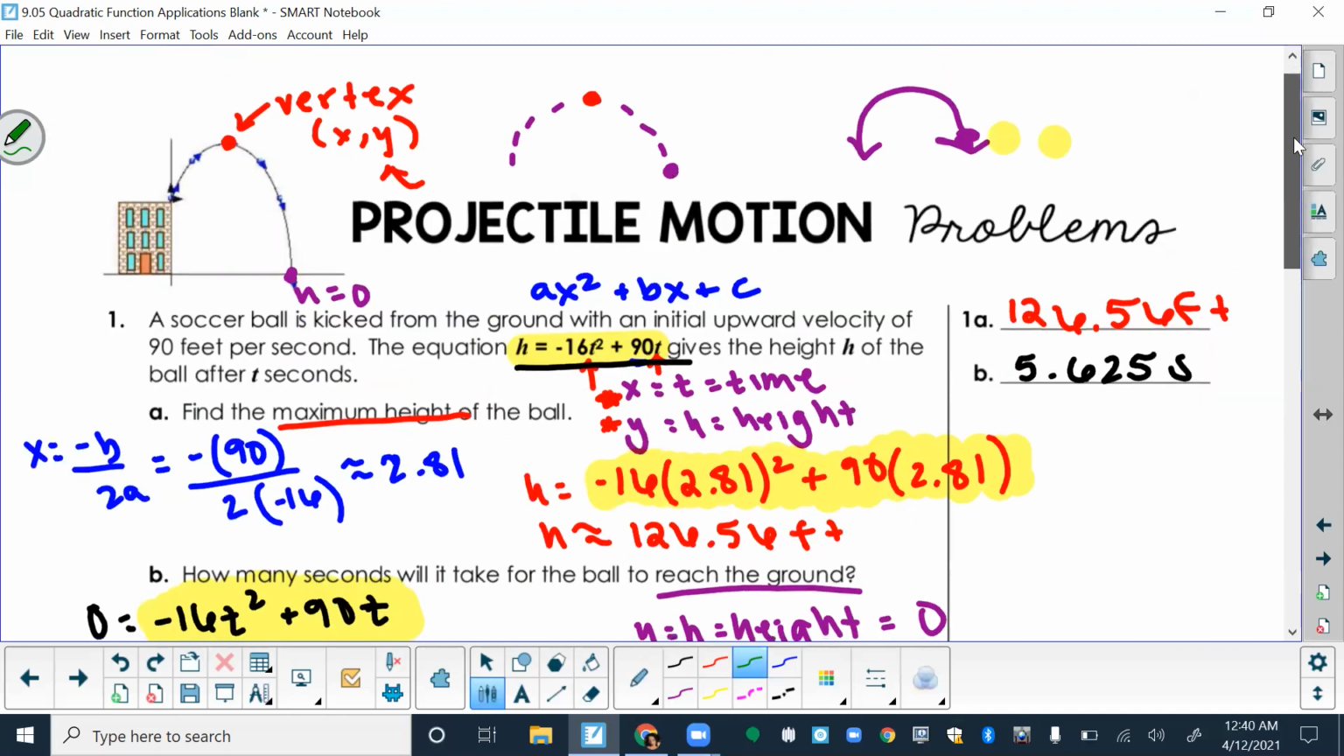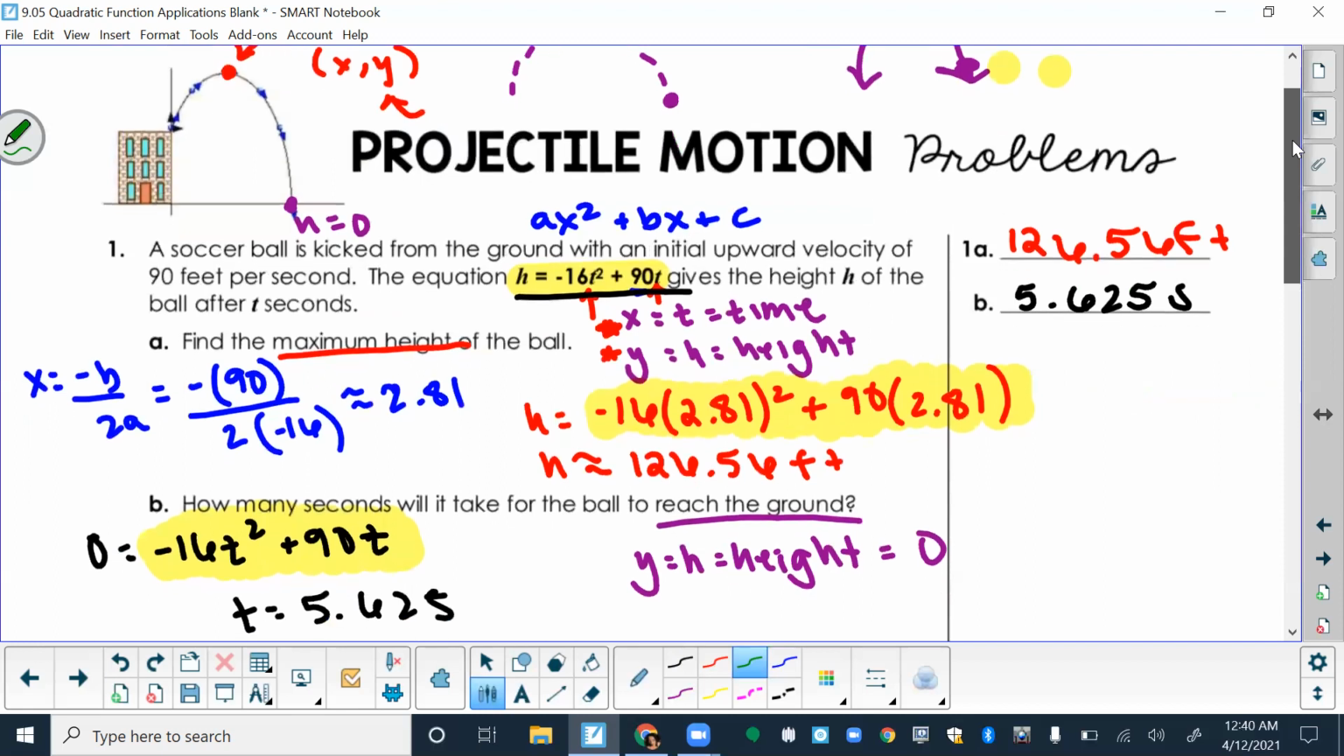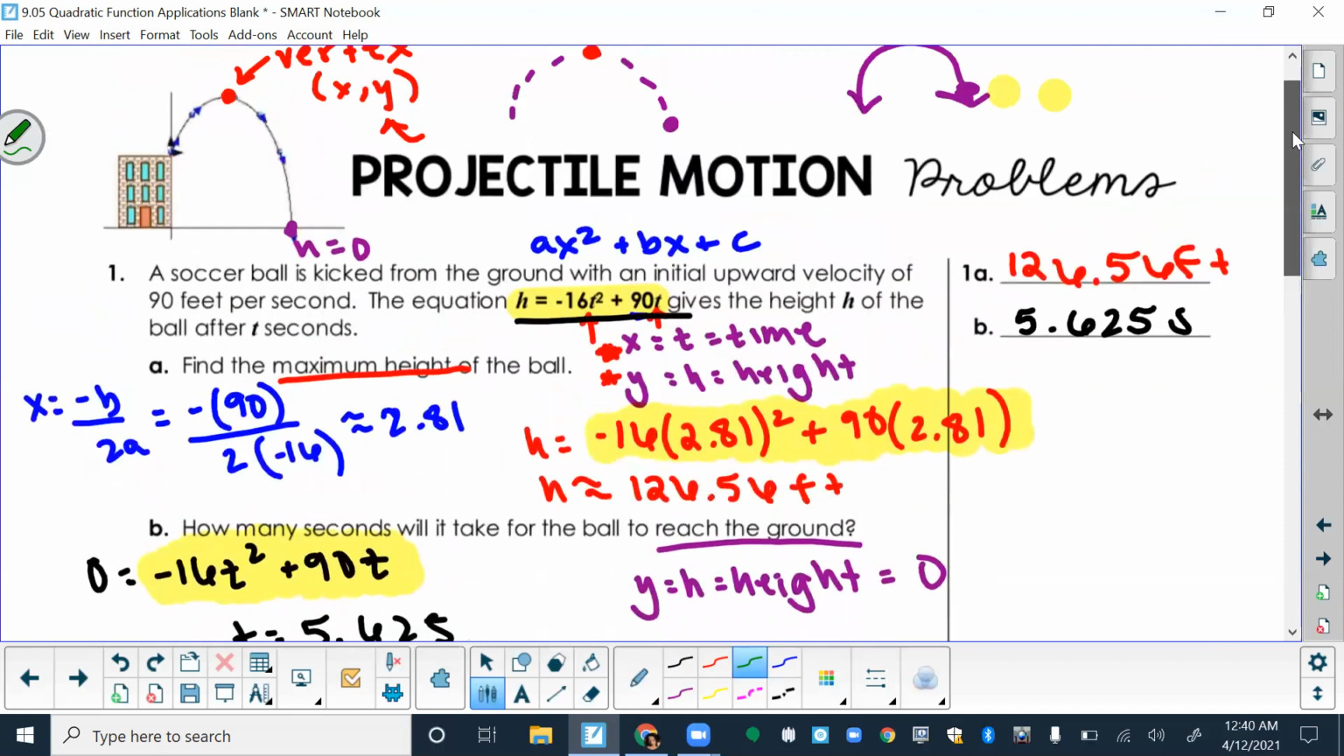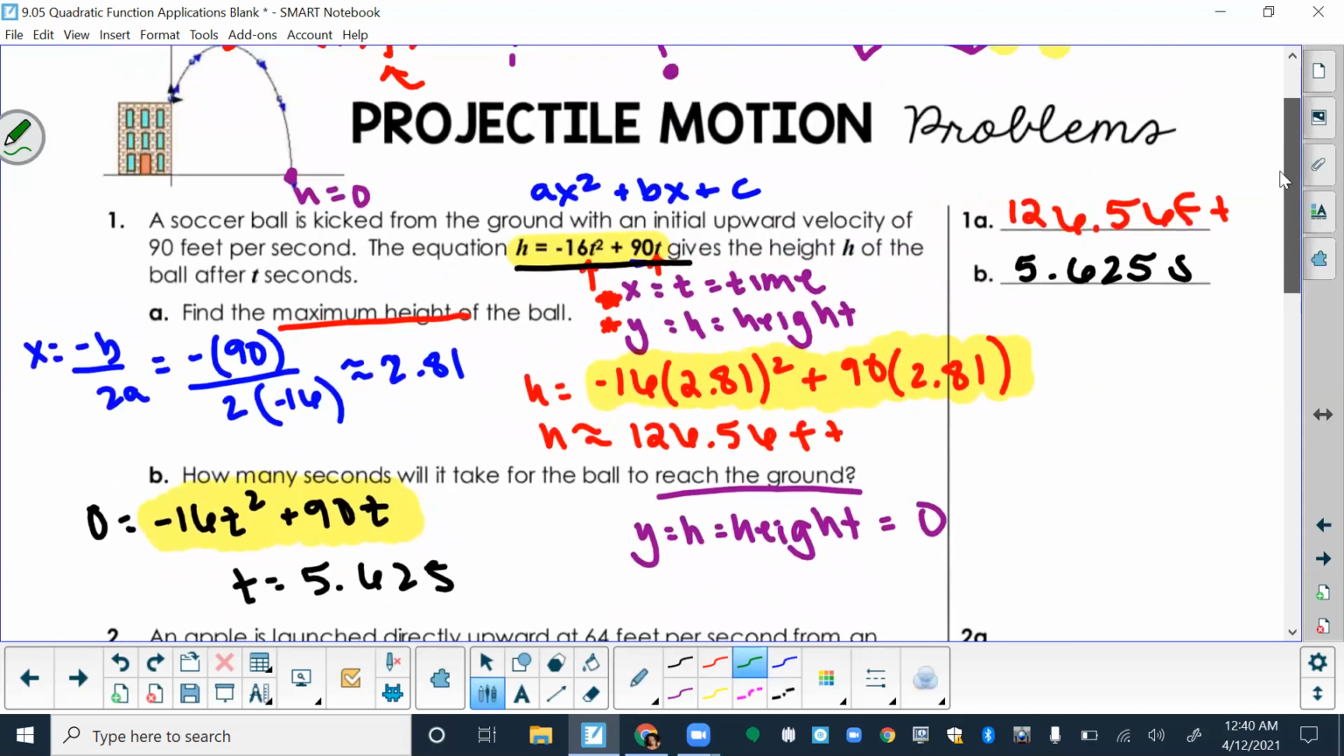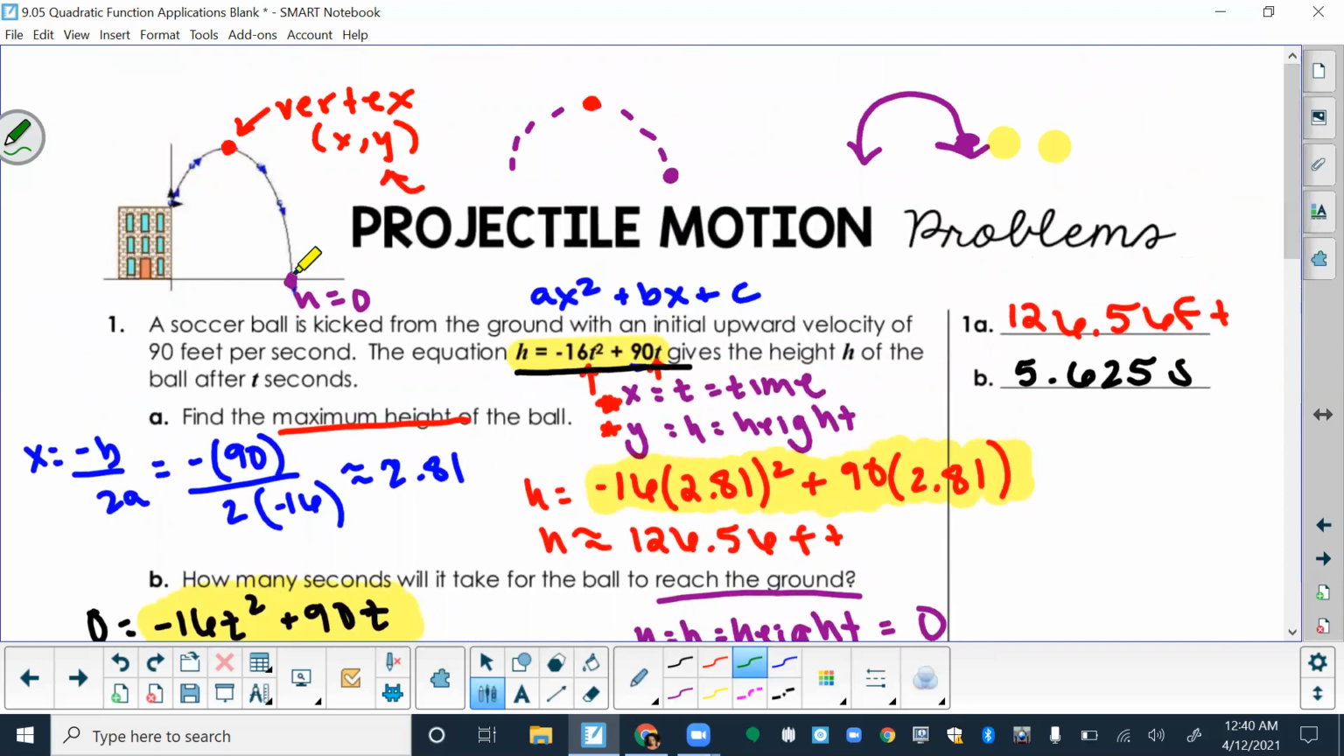All right, so maximum height, we're looking for the vertex, right? Because the vertex is where your maximum height would be. How long would it take to reach the ground? We're looking for that x value or t value when the quadratic is set equal to 0. Right? Nothing like these calculations that we're doing, you've all learned. It's just applying it to the real world situation. Basically, can I figure out what this problem is asking for?